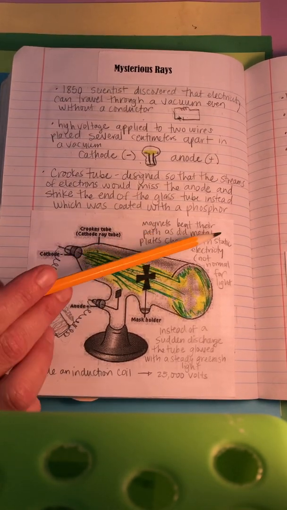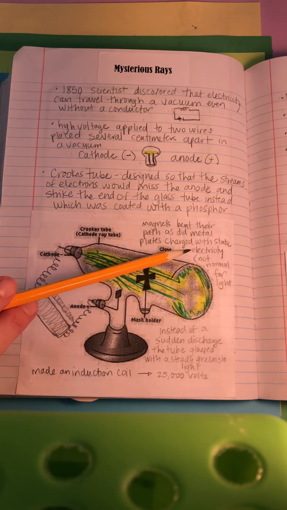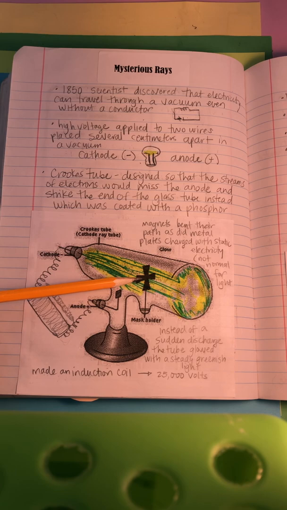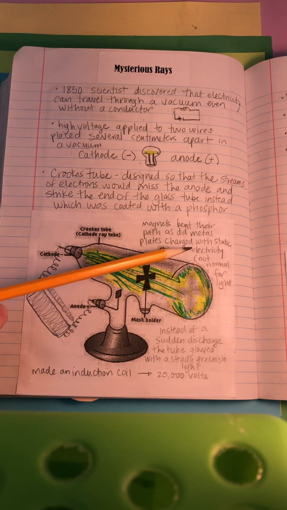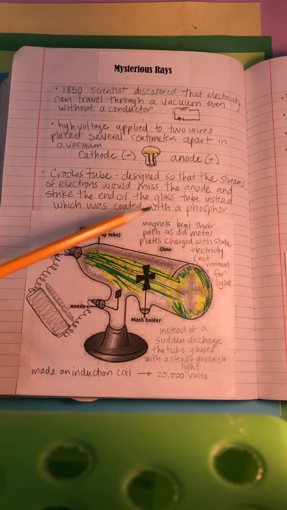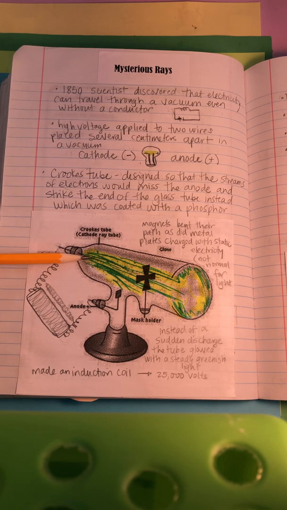And so magnets bent the path, as did metal plates charged with static electricity. So they experimented with different things, like putting things in there, and as the rays went through, was this particular material able to stop it? Or they'd put something that was charged up with static electricity, and what would that do? Would that change the beam like the magnets change the beam? And that's not what they saw normally when they were studying light. So they thought, this has to be something different. What is this?